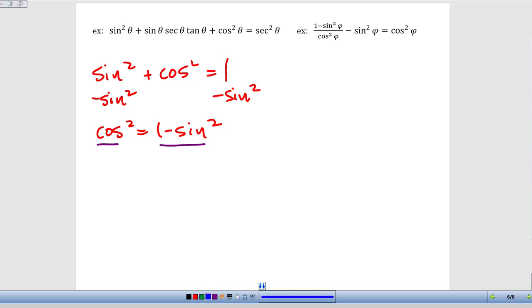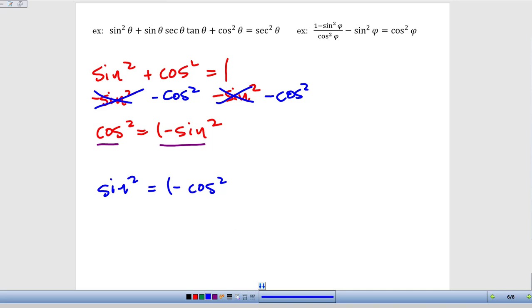Or likewise, if I took, let's say, cosine squared away from both sides. So let's say I did that instead, subtracted cosine squared from both sides. So now I've got sine squared equals 1 minus cosine squared. So that's a substitution that I'm allowed to make. So any rearrangement of these Pythagorean identities is available to us for use in these examples. And so that's going to be really the first step that we're going to use on this next one.